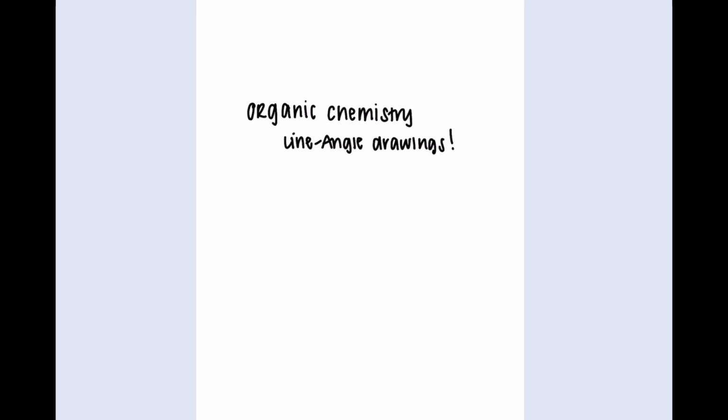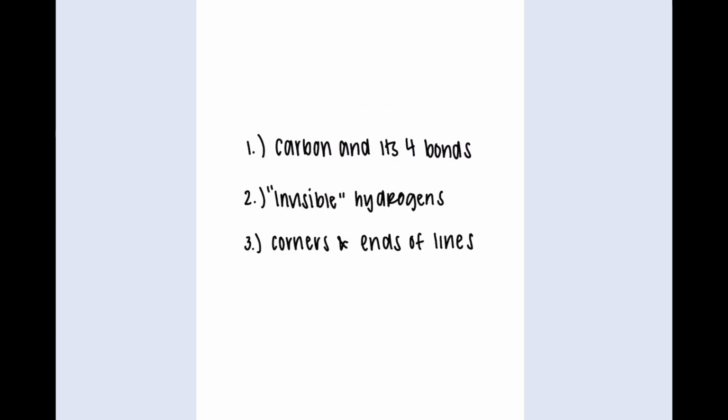Today we're going to be talking about line angle drawings. There's three general things that I want to cover really quickly. Number one being that carbon is always going to have 4 bonds. Number two is that we will be dealing with invisible hydrogens. These are hydrogens that are going to be bonded with the carbons. And number three, corners and ends of lines are going to correspond to being carbons unless there is another atom directly bonded to that line or corner.